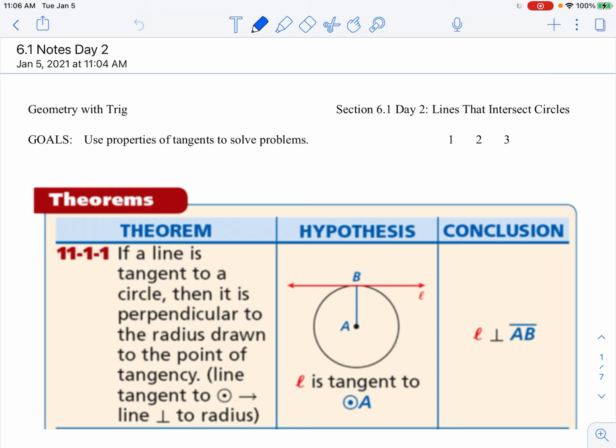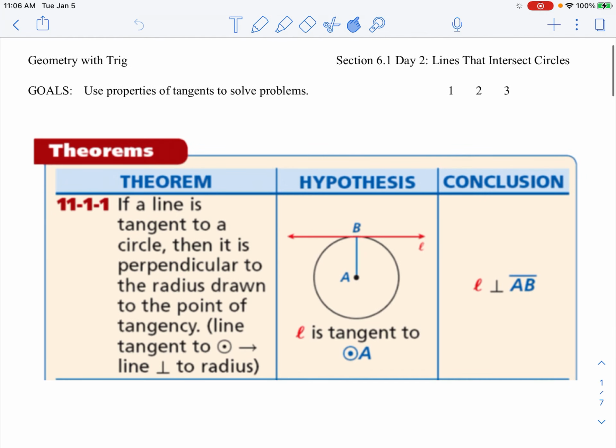All right, so let's look at our first property. Theorem 11.1 will talk about what happens when a tangent line is connected to a radius. So here's the deal. Our tangent line is the red line in the picture, line L. Our radius is the blue line, or segment, AB. You'll notice it says line L is perpendicular to AB.